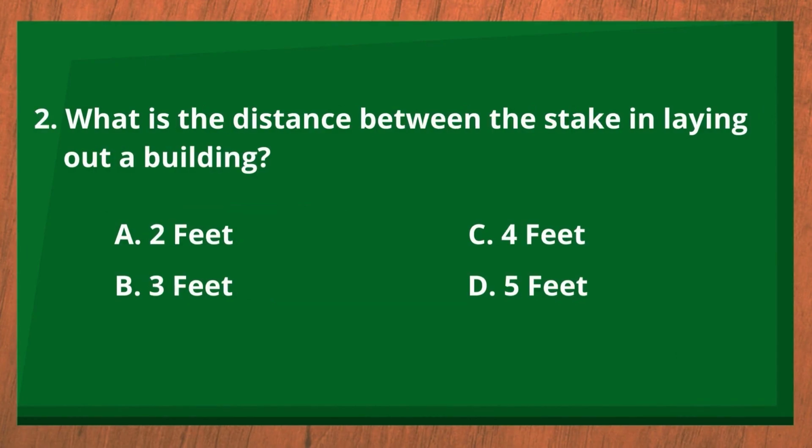Number 2. What is the distance between the stake and laying out a building? A. 2 feet. B. 3 feet. C. 4 feet. Or D. 5 feet. The answer is B. 3 feet.